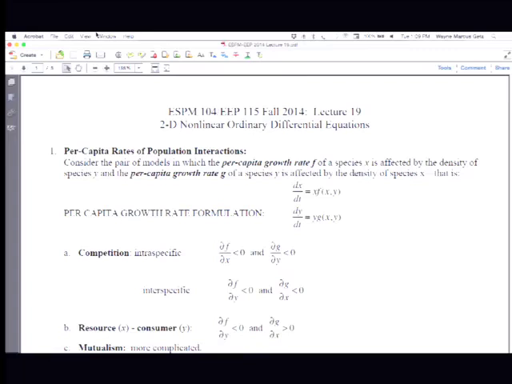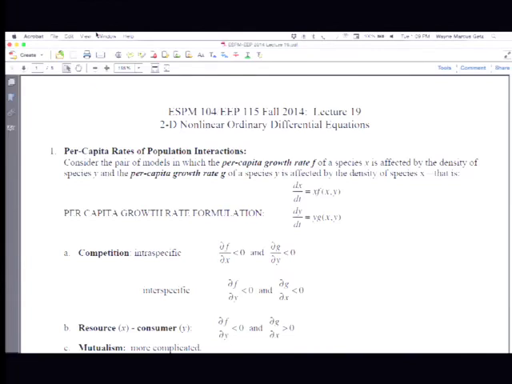So when we looked at the growth of a single population, we said dx/dt is a function of x, and we had exponential growth and logistic growth. Now we're going to have two interacting populations, x and y. There are different models for this, different processes.